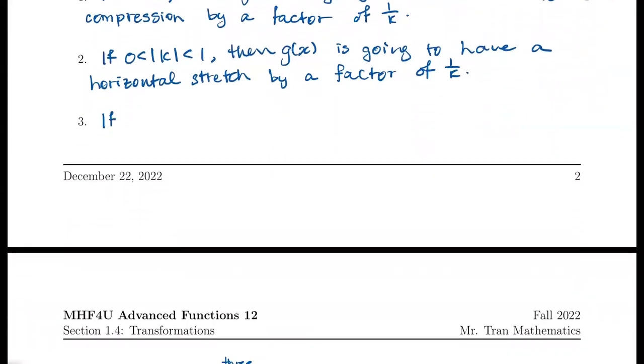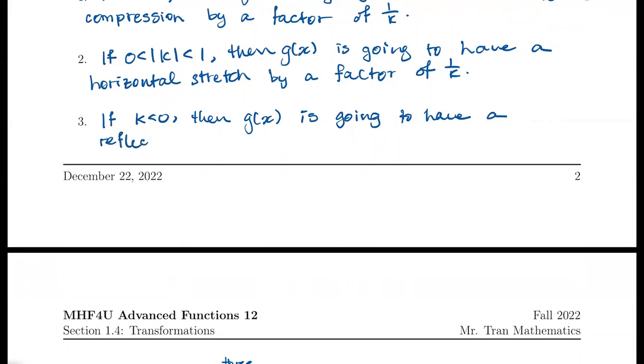So if k is less than 0, with vertical stretches and compressions, we know that when a is less than 0, then we're going to have a reflection over the x-axis. But when k is less than 0, we're going to have a reflection over the y-axis this time. So then g of x is going to have a reflection about the y-axis.